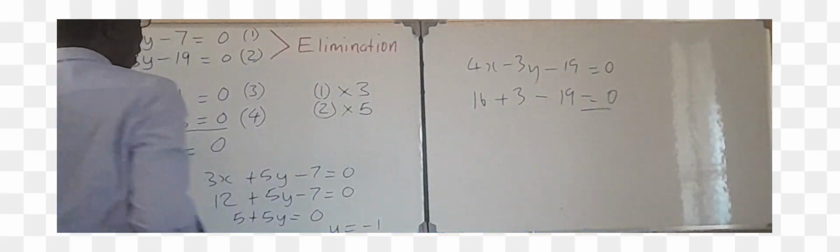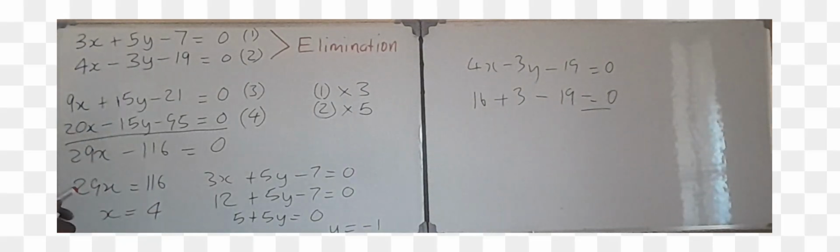This is called the method of elimination, because you eliminate one of the variables so that you can destroy one of the equations and remain with one equation in one unknown.